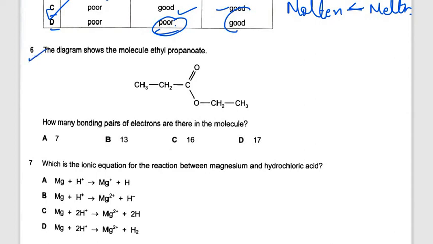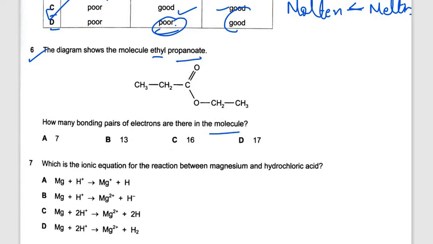Question number 6, the diagram shows ethyl propanoate. What is this? Ester. So it is ethyl propanoate. As you can see here, don't get confused with the big diagram or big question. The question will come according to your syllabus. How many bond pairs of electrons are there in the molecule?